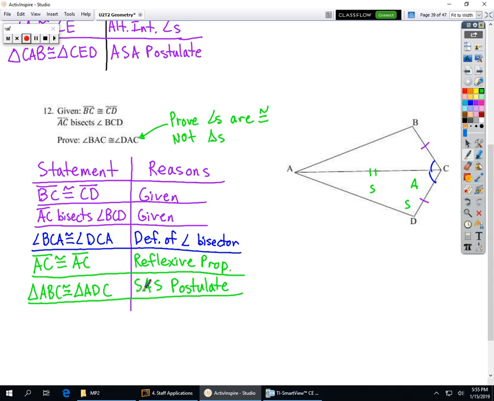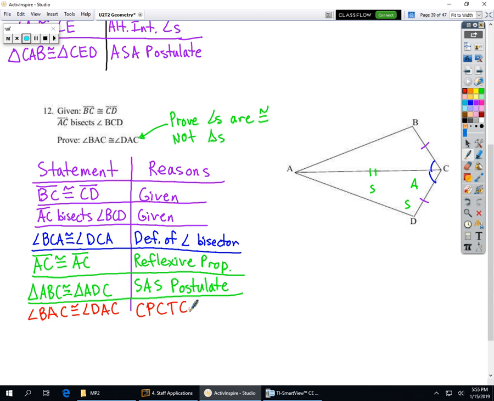If I've proven the triangles are congruent, that means all the parts inside the triangle are also congruent. So once I've proven the triangles are congruent, I can essentially say that everything else is congruent. So I can totally say this now. Angle BAC is congruent to angle DAC. We call this CPCTC. Corresponding parts of congruent triangles are congruent. Basically, if I prove the triangles are congruent, then all the parts inside must be congruent as well.